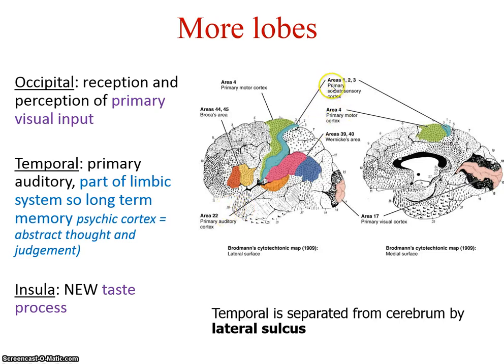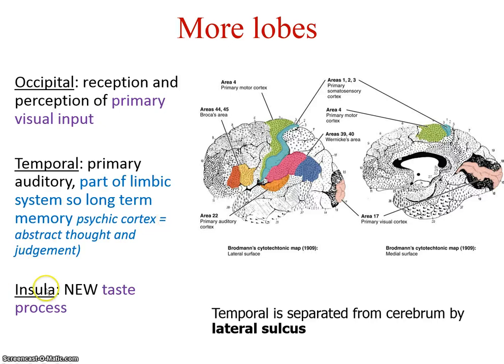So here, this is just showing the primary somatosensory on this cartoon, a little bit different. Primary motor. So again, this line is the central sulcus. We're going to get into Broca's area and Wernicke's here in a little bit.